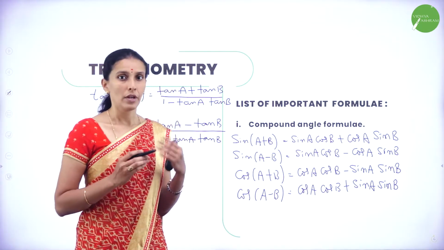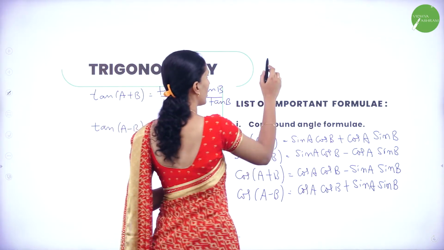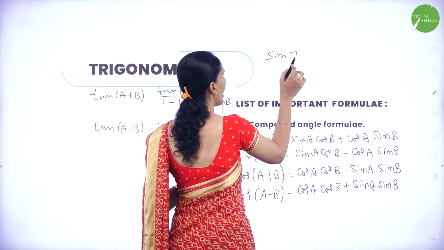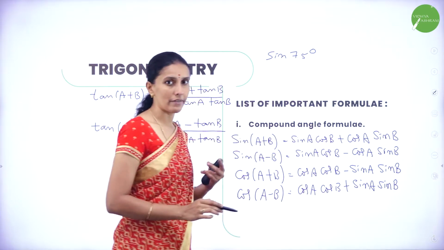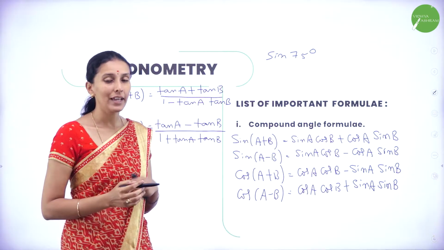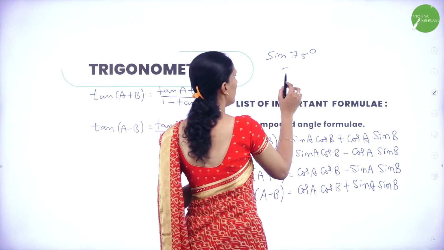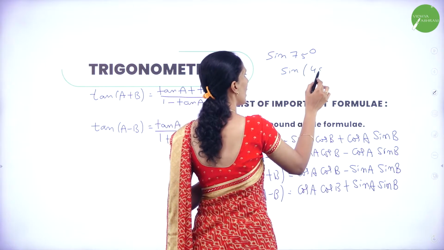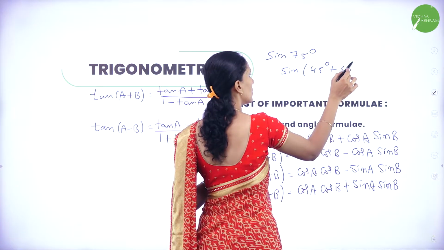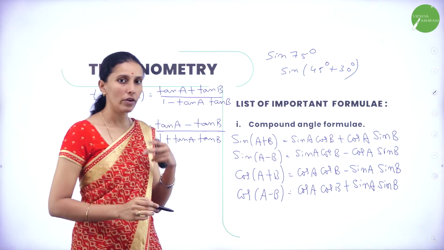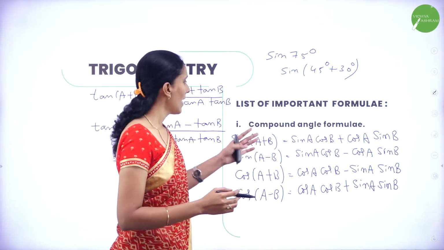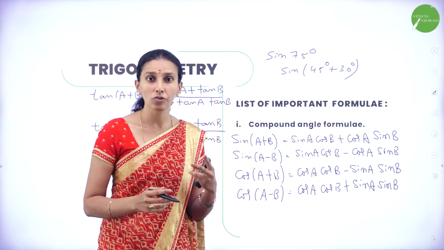We know those values. But whenever other angles are given, for example, sine 75, we don't know how to find sine 75. But sine 75 can be written as sine of 45 plus 30 degrees. So any angle can be represented as the sum or difference of two standard angles.